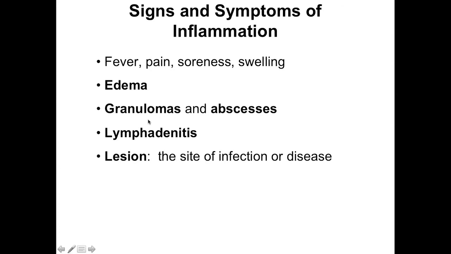Lymphadenitis is swollen lymph nodes just from the draining of lymphatic tissues and cells into the lymph nodes. And then lesions, this tends to happen at the site of infection or disease. You get stuck in the arm with something like E. coli or some kind of nasty pathogen, you'll get a nice little kind of swelling that occurs in that area. And you'll tend to break down tissue in that area because that's where they're the most concentrated, at least initially, and that's when you'll get a lesion.